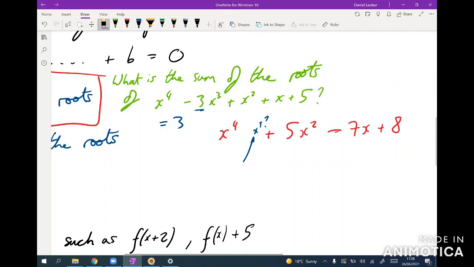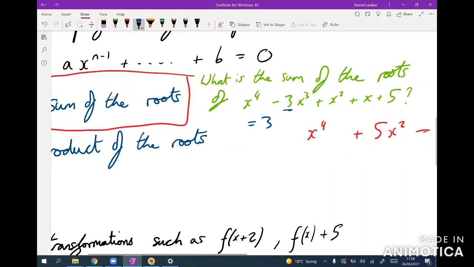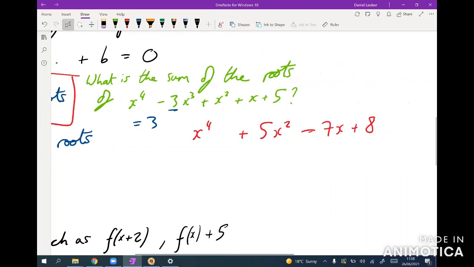There's no coefficient of x cubed. So in other words, the number that's 1 lower than the highest power, x cubed, has a coefficient of 0. So the sum of the roots in this case would be equal to 0. So just make sure you keep an eye out for missing roots, missing powers.